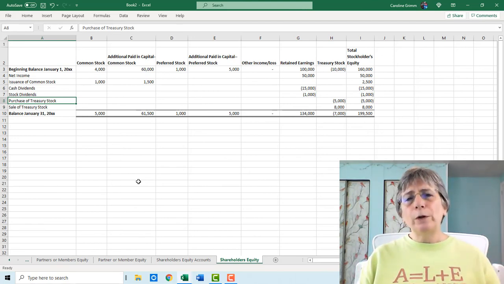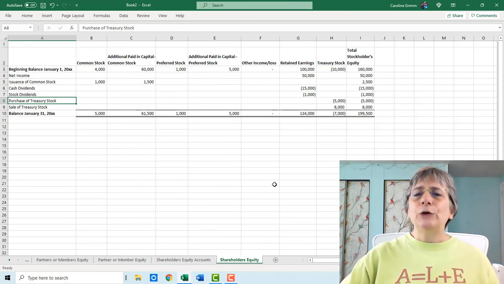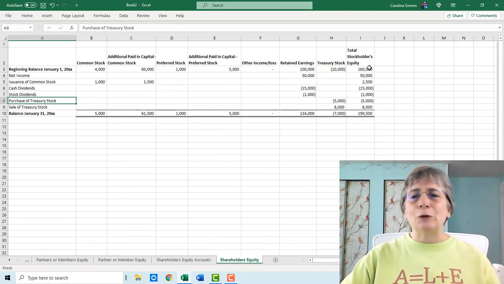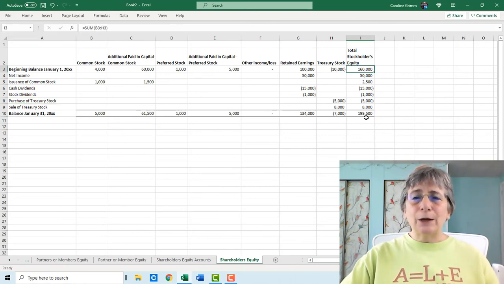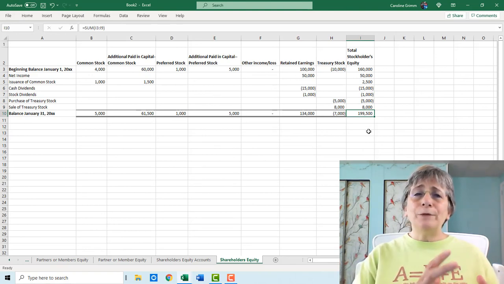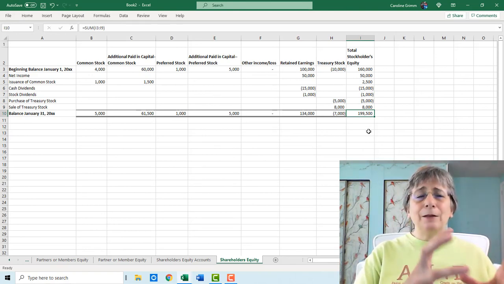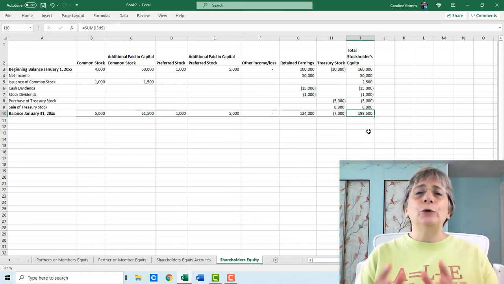So when we total up those columns, you can see that our equity for the period of time that we're looking at, which is a month, went from $160,000 to $199,500. So what we've done is we've tracked the changes in our shareholders' equity, and then this would get pulled through to our balance sheet.